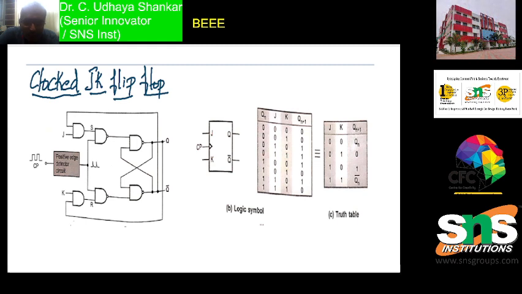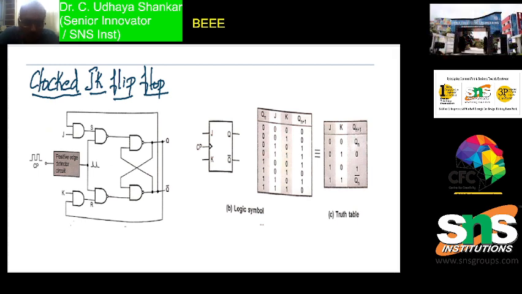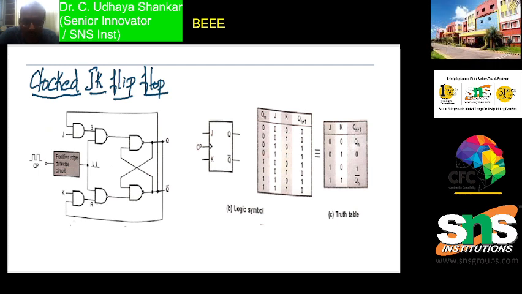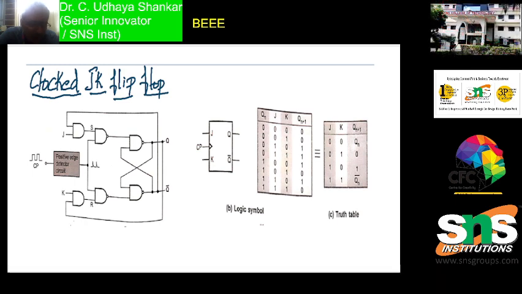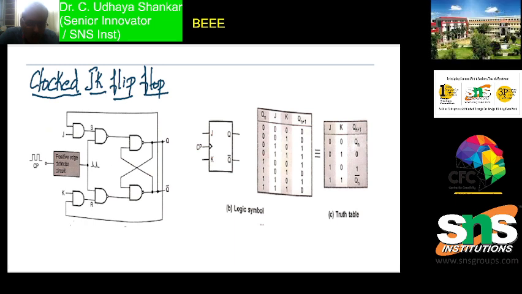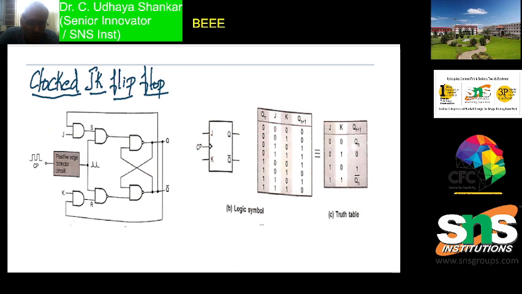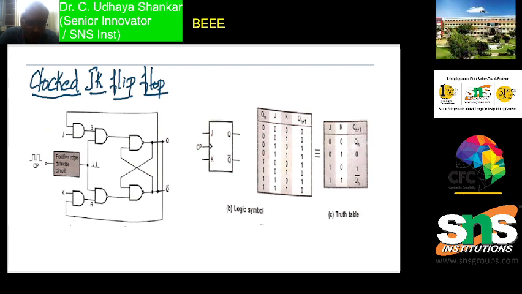In this video, we will be discussing the JK flip-flop. In the previous video, we discussed the SR flip-flop, and as you all know, a flip-flop is actually a memory element. It can store bits. If you see any RAM or ROM, the basic fundamental thing is the flip-flop. The flip-flop is the one which is going to store the binary data, that is ones and zeros.